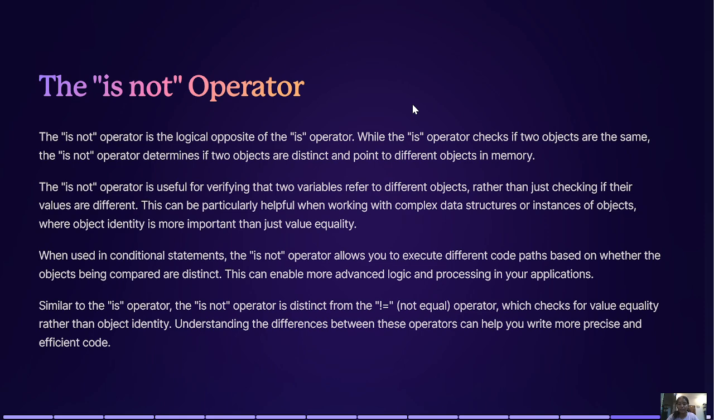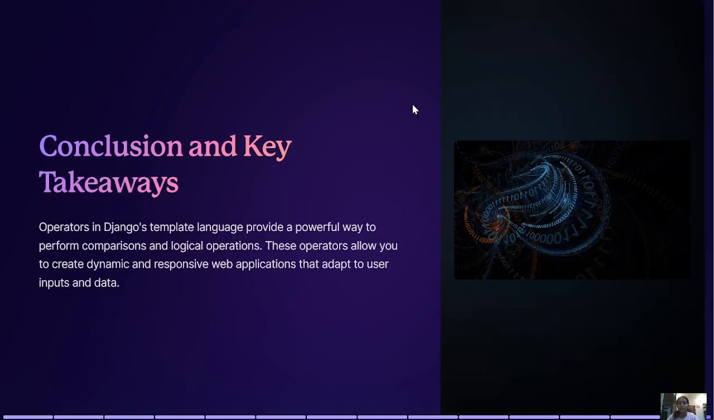Similar to the is operator, the is not operator is distinct from the not equal operator, which checks for value equality rather than object identity. Understanding the difference between these operators can help you write more precise and efficient code. Coming to the conclusion, operators in Django template language provide a powerful way to perform comparison and logical operations. These operators allow you to create dynamic and responsive web applications that adapt to user inputs and the data.